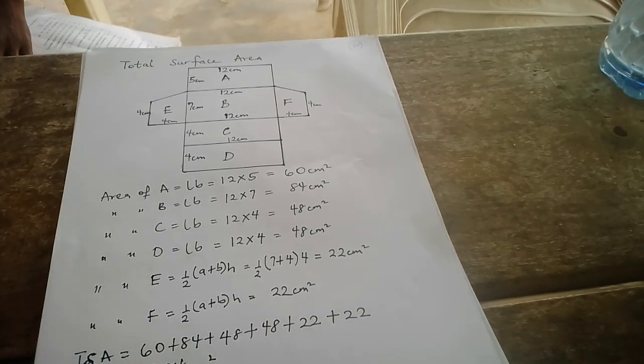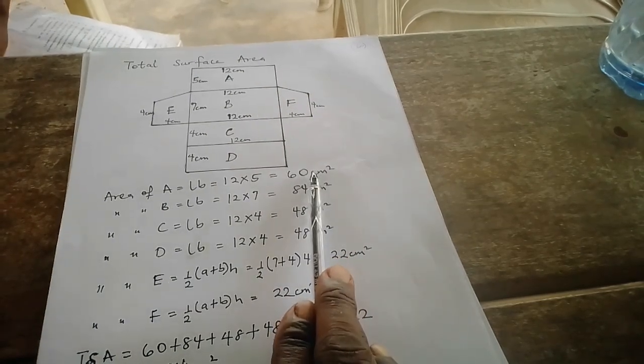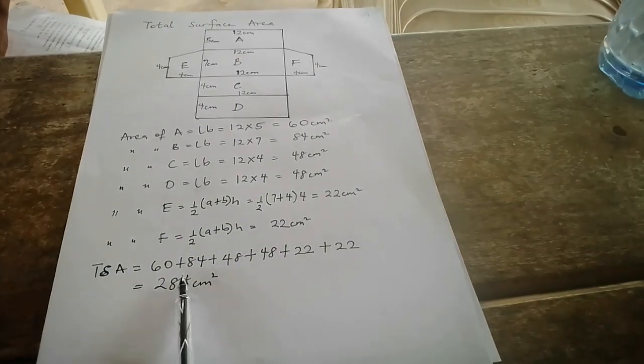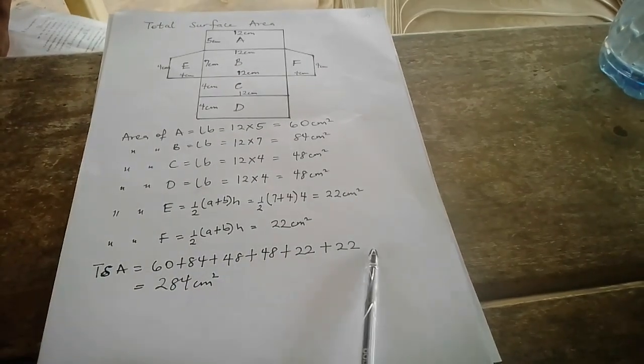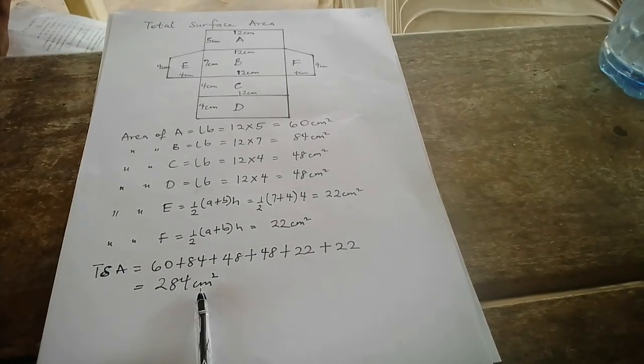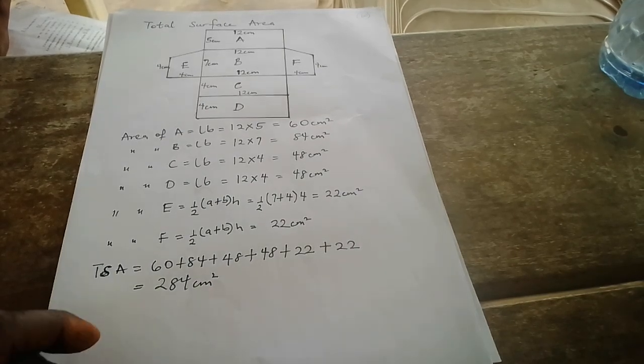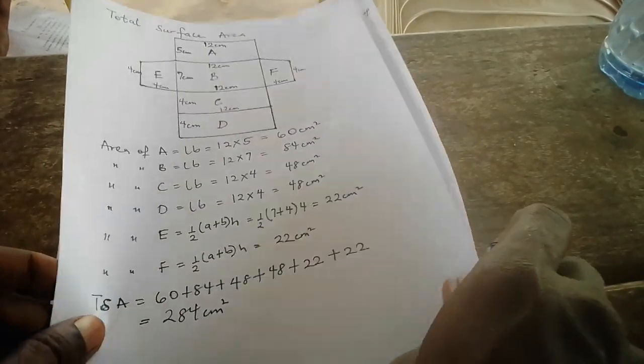Now, to look for the total surface area, you now add their individual face areas together. So that's what we have here, which will eventually give us 284 centimeters square.